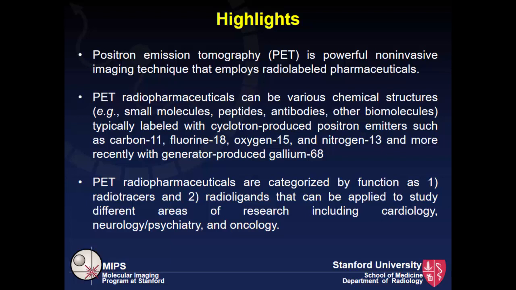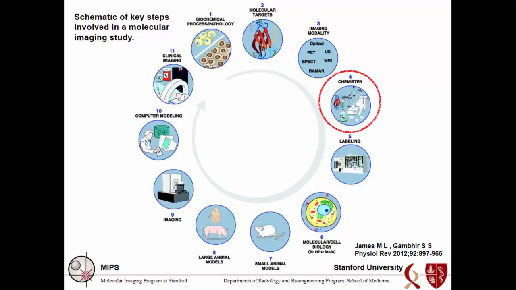So as stated in the abstract, the highlights will be to talk about PET, looking at various different strategies, chemical structures to be radio-labeled with a variety of different radioisotopes, looking from carbon-11 and fluorine-18 as the two major players in radioisotope labeling, and then more recently with generator-produced gallium-68. Categorized radiotracers and radioligands can be applied to study different areas, including cardiology, neuropsychiatry, and oncology.